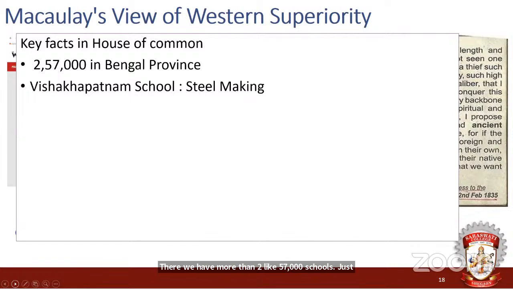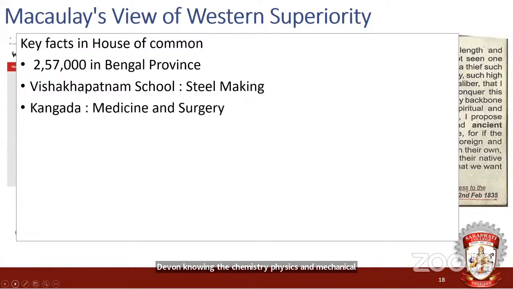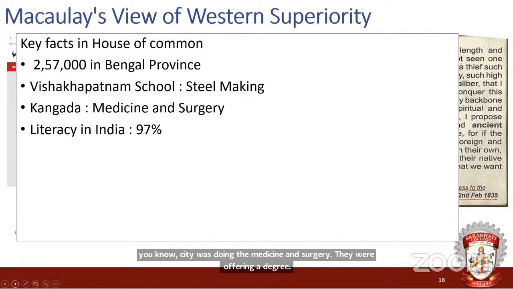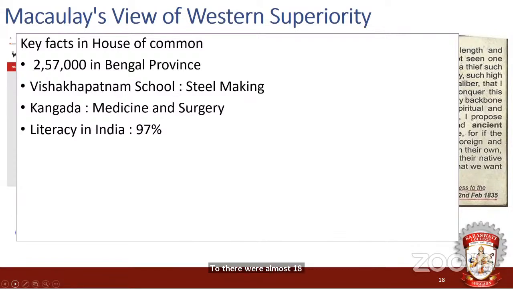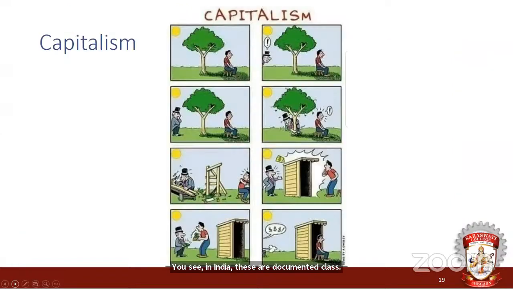Visakhapatnam school was famous for steel making. They knew the chemistry, physics, and mechanical properties of the steel. Kangra University was doing medicine and surgery. They were offering a degree. There were almost 18 disciplines. Literacy rate in India, these are documented facts. I'm not going to present anything which is hypothetical. Now, what a change over time.